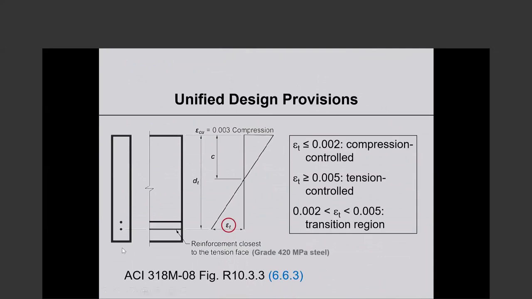I showed you this picture yesterday. This is a repeat, and what I'm saying is also a repeat because it is that important. So if the net tensile strain, which is the strain in the reinforcement corresponding to 0.003 in the extreme compression fiber of concrete, is less than or equal to 0.002, you have a compression control section. If it is larger than or equal to 0.005, it's a tension control section. In between, transition section.